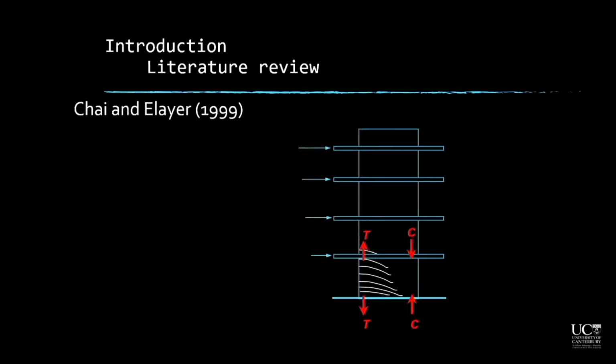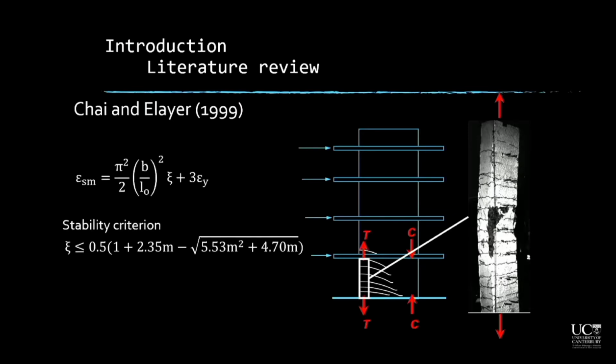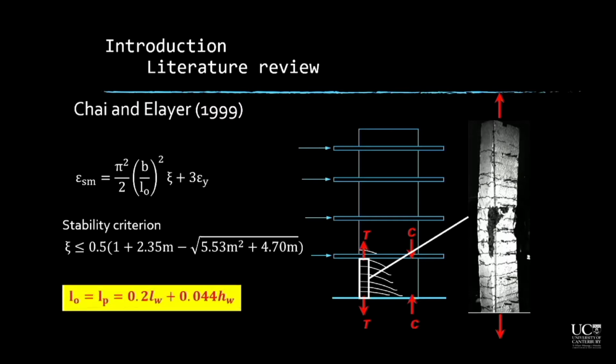Then a study by Chai and Elayer confirmed the findings of the previous study. In this study, wall boundary zones were tested. These boundary zones represented boundary zones of rectangular walls. They were tested under axial tensile and compressive forces. The same stability criterion was used, and again the buckling length was assumed to be equal to the plastic hinge length.